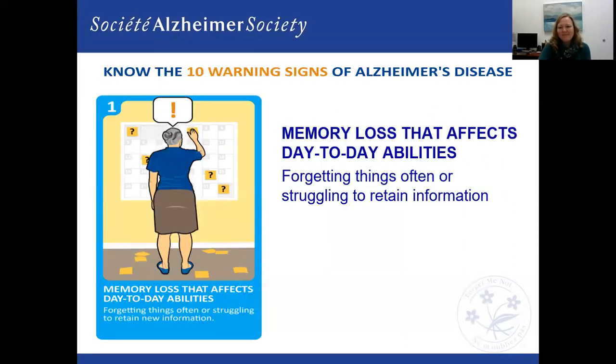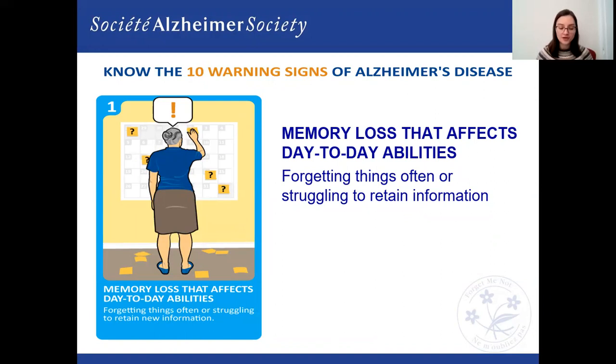Thanks, Chris. So a helpful way to think about it is to contrast what's normal with what might be a concern. So as we go through, we're going to contrast a normal and what might be a concern. So warning sign number 1 is memory loss that affects day-to-day abilities.